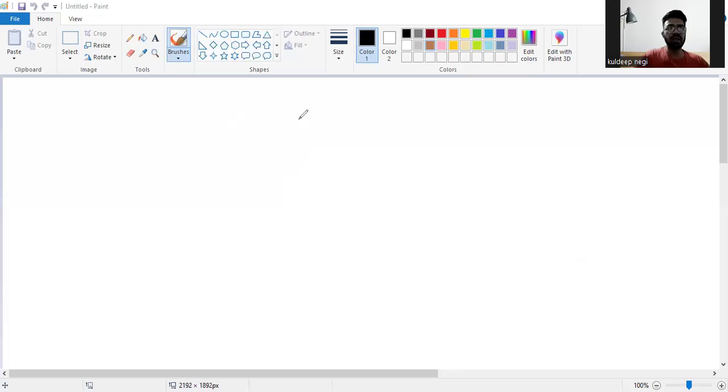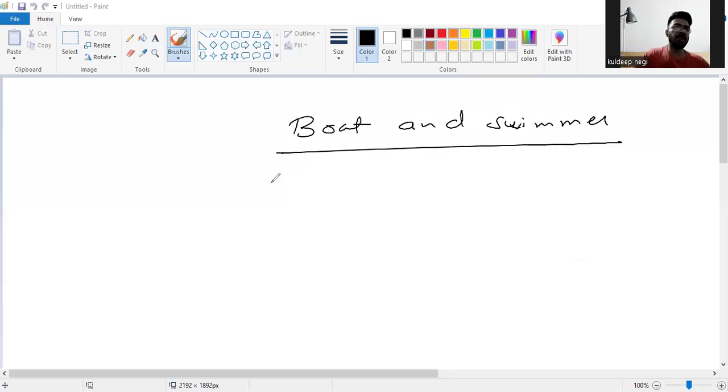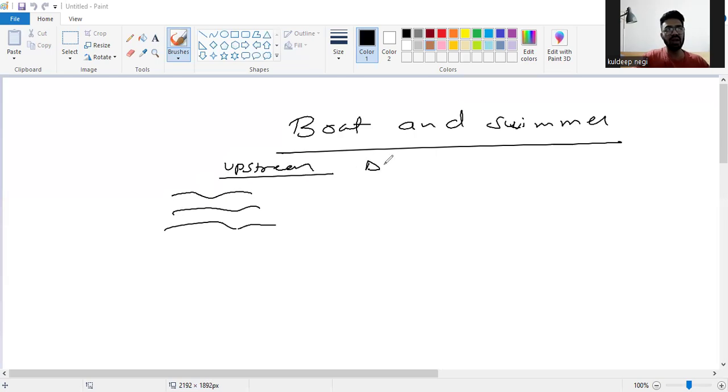Then the case of boat and swimmer. If any boat or any swimmer is moving in a river, in that case there can be two cases. For example, the first case is a case of upstream, when the direction of the river and the boat is different.